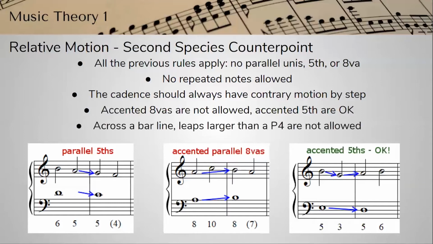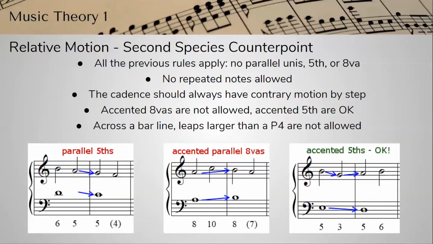And then the final thing, which is a little bit hard to remember, and not everybody agrees on this, but across a bar line, leaps larger than a perfect fourth are not allowed. So since we'd be moving from a weak beat and doing something that is sort of unstabilizing, such as leaping, it creates this weird thing where we're landing on something dramatic on a very strong beat. So it sticks out a little bit too much for what's considered acceptable in this style.